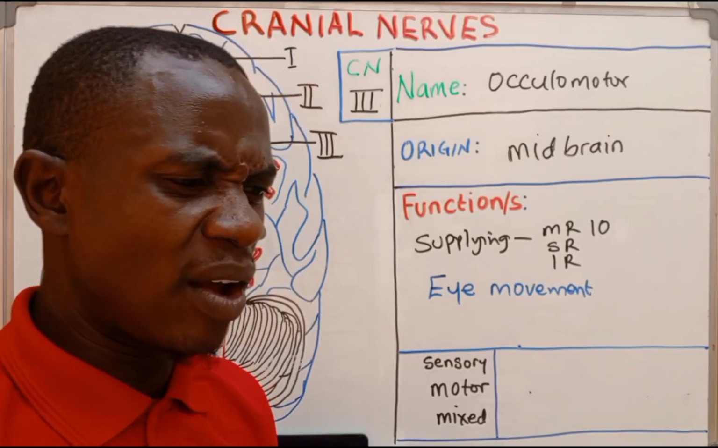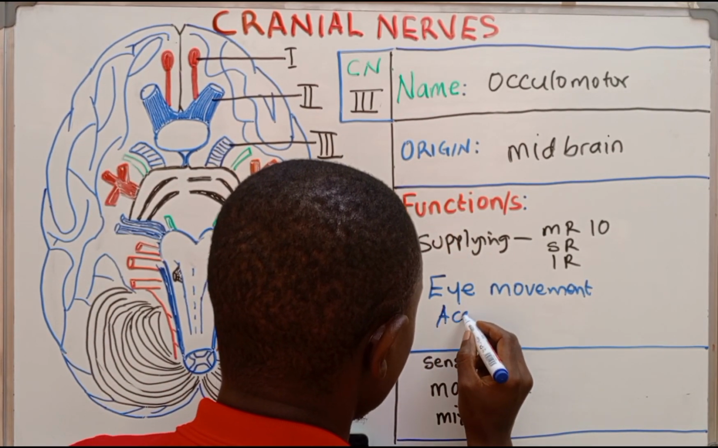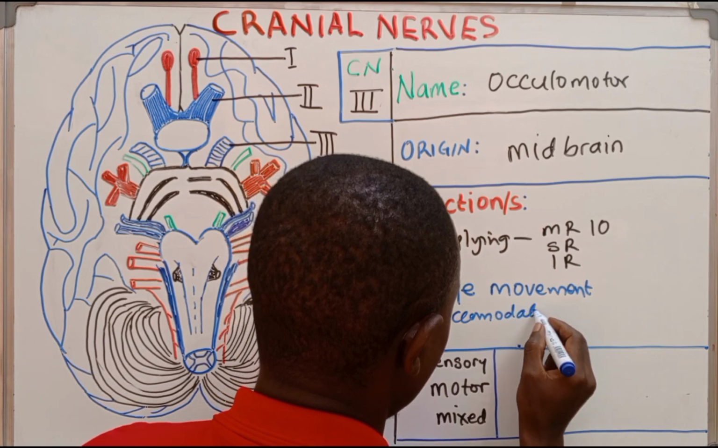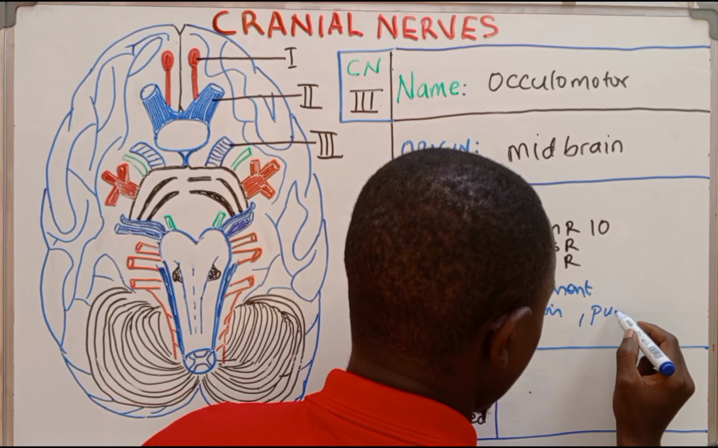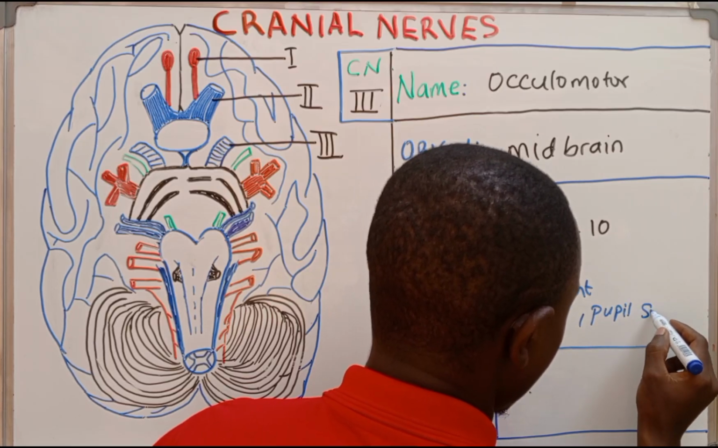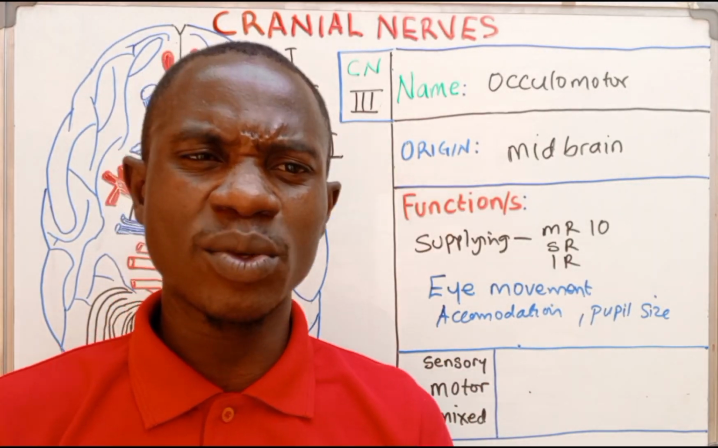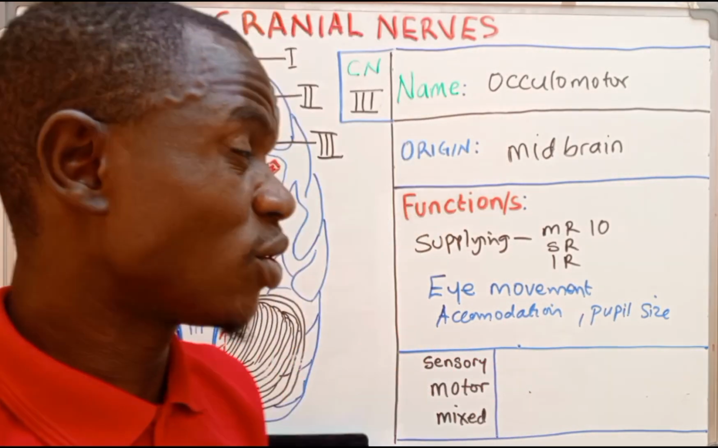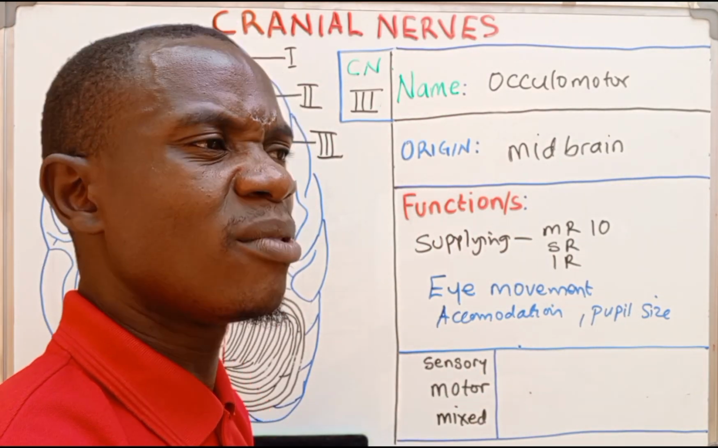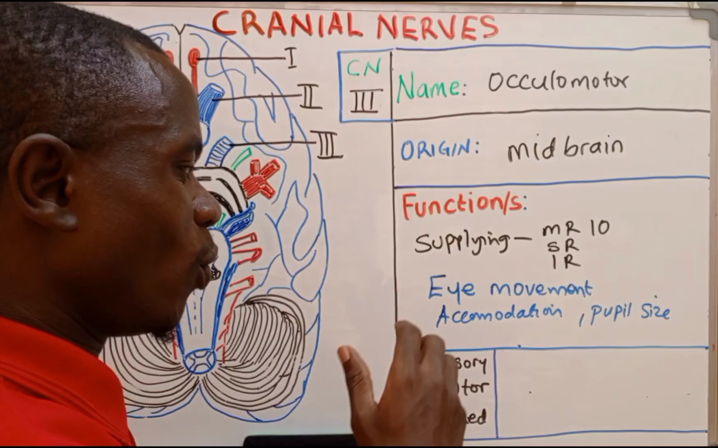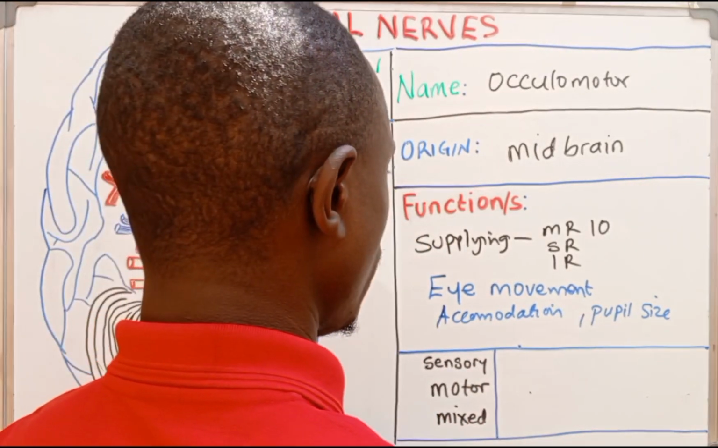And if you remember very well, it's also going to be aiding in what we call accommodation, and then also regulating the pupil size. Okay, if you remember very well, in the midbrain we have the Edinger-Westphal nucleus, which is going to be moving with cranial nerve number 3 into the ciliary ganglion before it goes to supply the ciliary muscles, which leads into the accommodation processes and the pupil constriction.